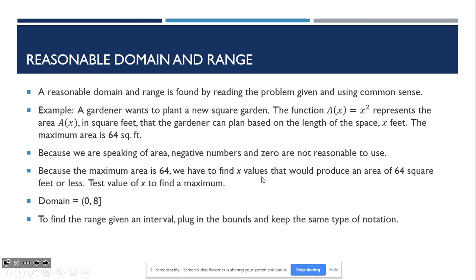In so doing the range, we plug in the low bound and the high bound, and we keep the same notation. So plugging in the low bound, 0 squared would be 0. So that's our low bound and not included. The high bound would be 8 squared, which is 64, and that would be included. So my range is therefore equal to 0 not included up to and including 64.